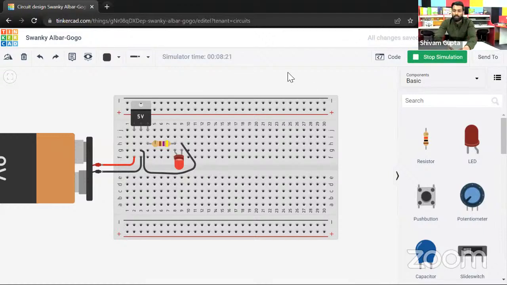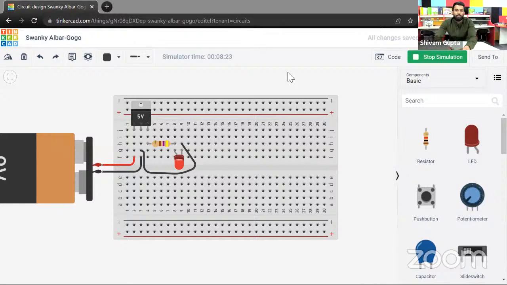Now students, as we have discussed the circuits, I will also show a platform, that is the Tinkercad learning platform. This platform is where you can learn how to make different kinds of circuits.